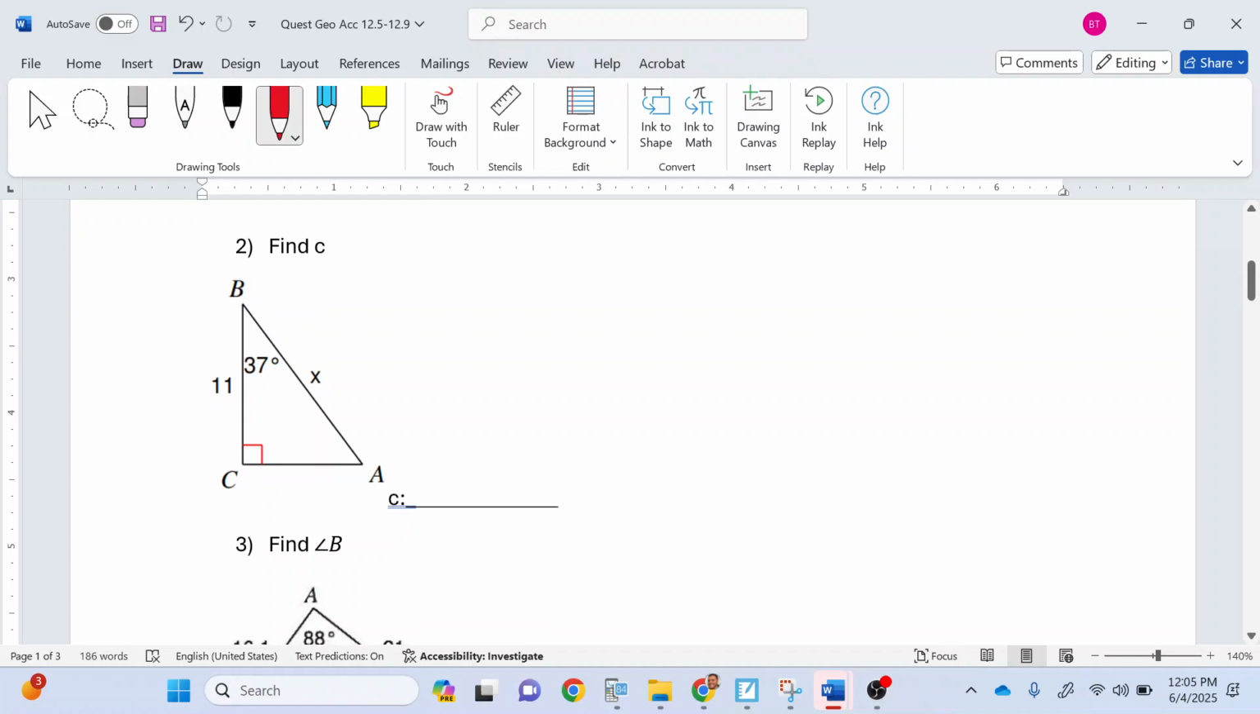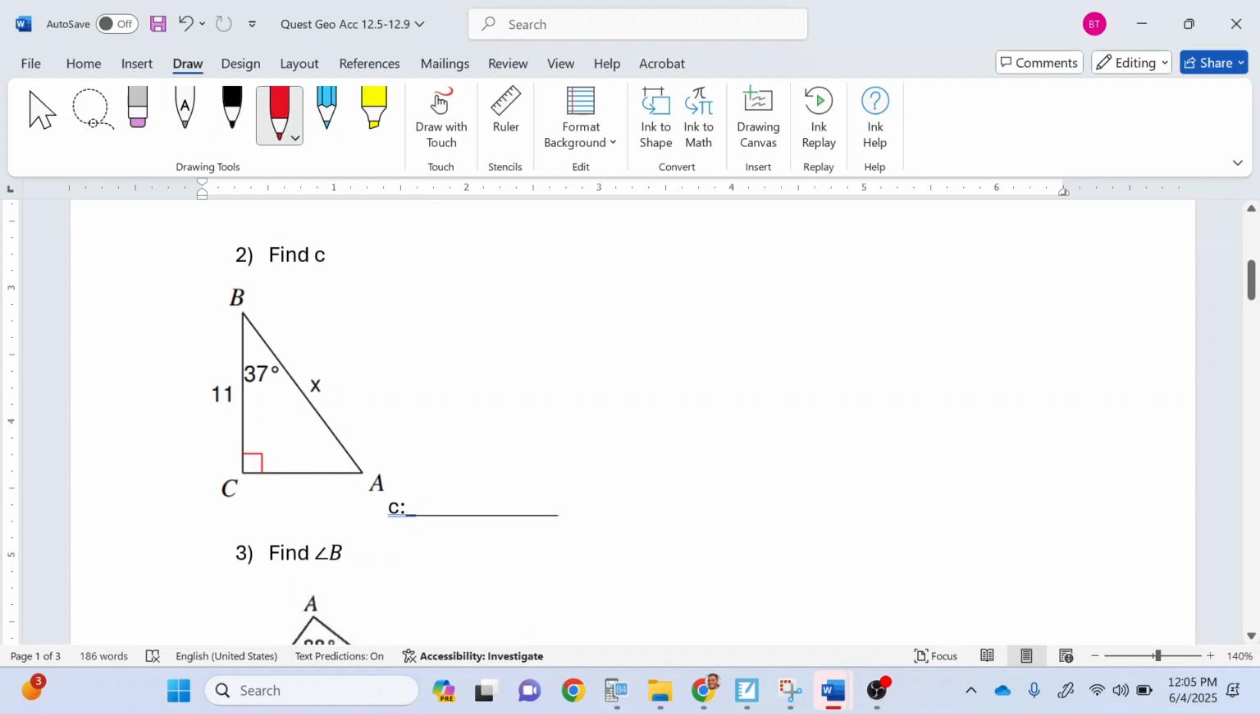All right, next one. We're going to find little c. So that's this side over here, okay? So I need to find this side. This side is my hypotenuse side. And this side over here, since 37 is standing over here, this is my adjacent. So this, incidentally, uses cosine again.